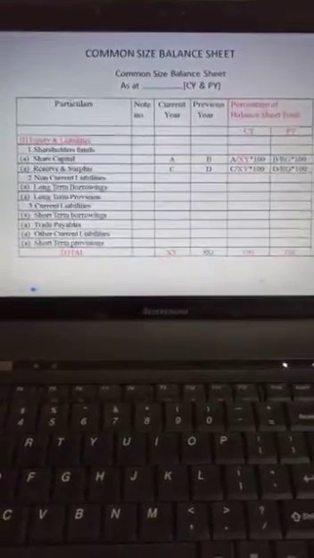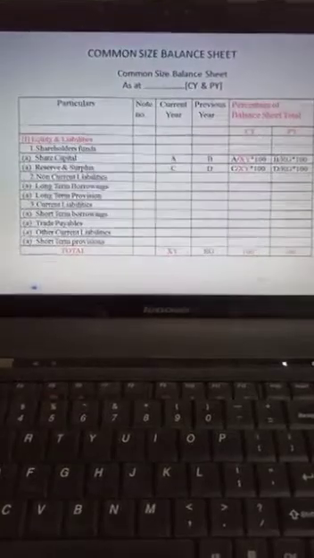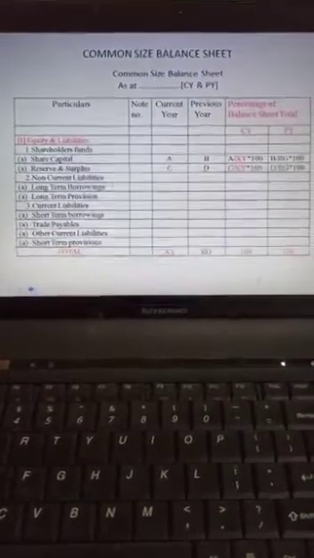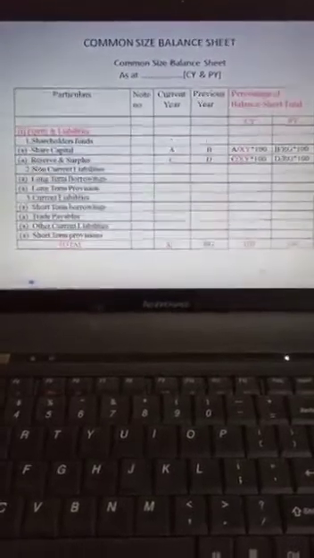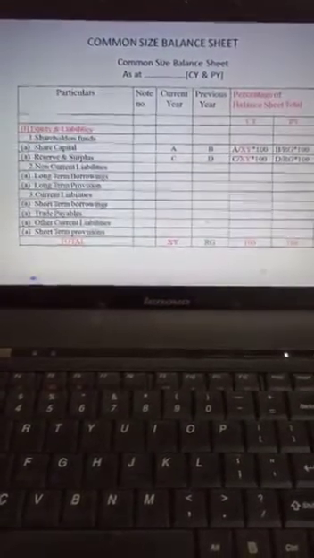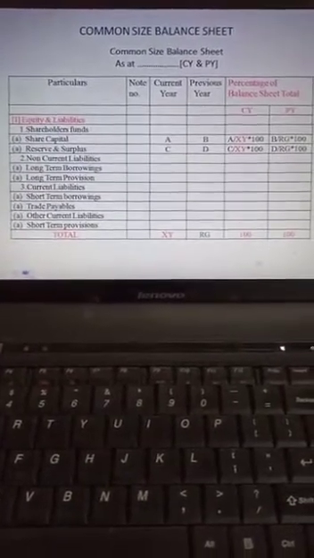Good morning, students. Today we are going to take up the preparation of common size balance sheet. Common size balance sheet is prepared on the basis of the format of Schedule 3 of Companies Act 2013 as prescribed by the Council. The format is to be prepared in the following manner.